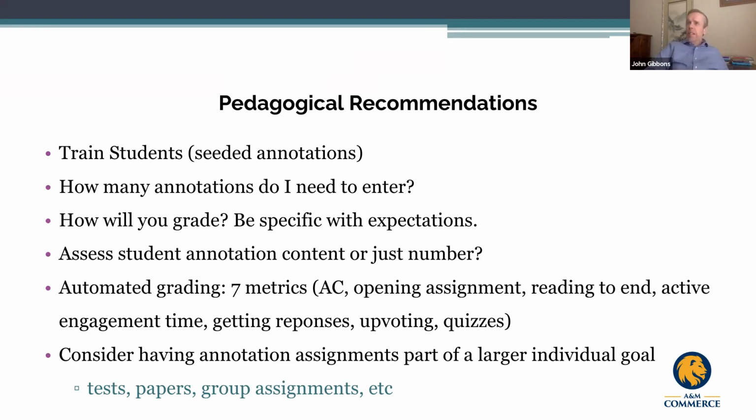I graded, basically have 7 annotations, 1 of questions. Are you going to annotate? Are you going to assess content or just a number? Will you use the automated grading? So I didn't. It's up to you if you want to.